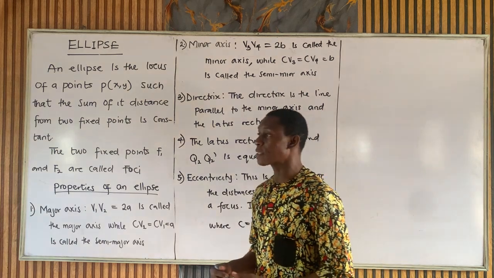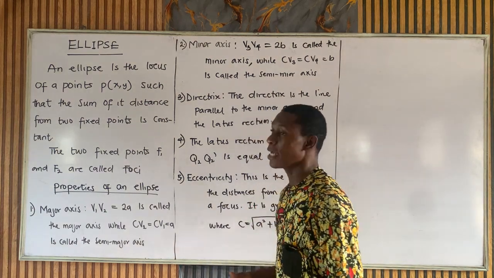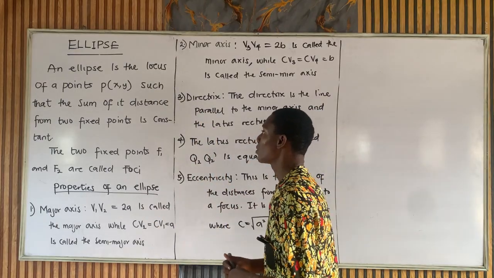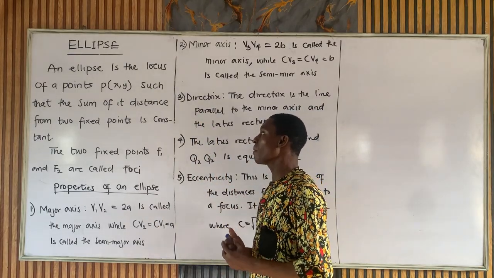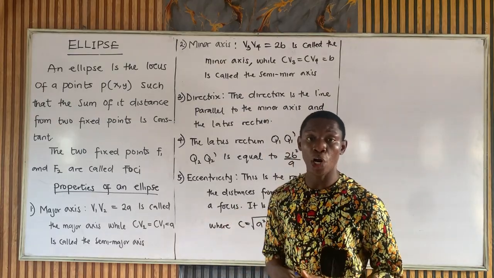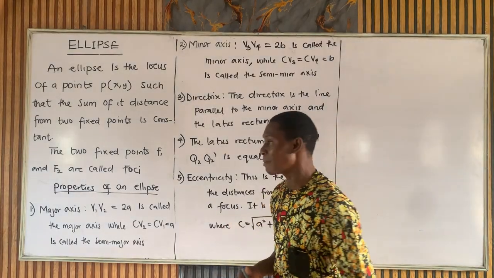And so let's go on to the ellipse. You see, an ellipse is the locus of points such that the sum of its distance from two fixed points is constant. Let's explain that now.